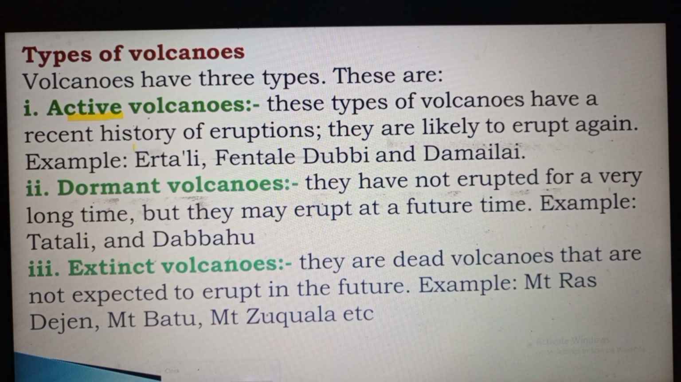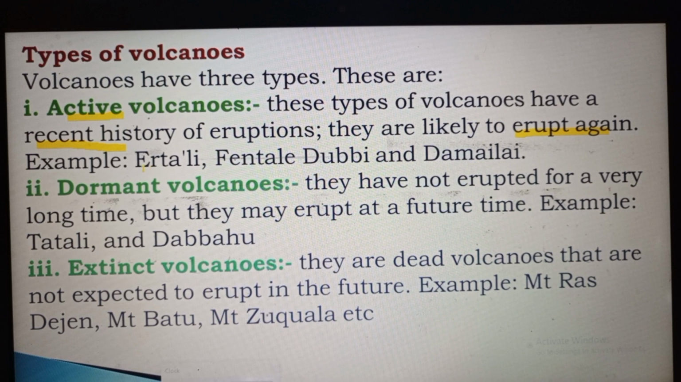Active volcano. You can understand from its name. Active means it is still active and it has a possibility to erupt. So this type of volcano has a recent history of eruption and is likely to erupt again. Nobody knows when, but it has a possibility to erupt again.